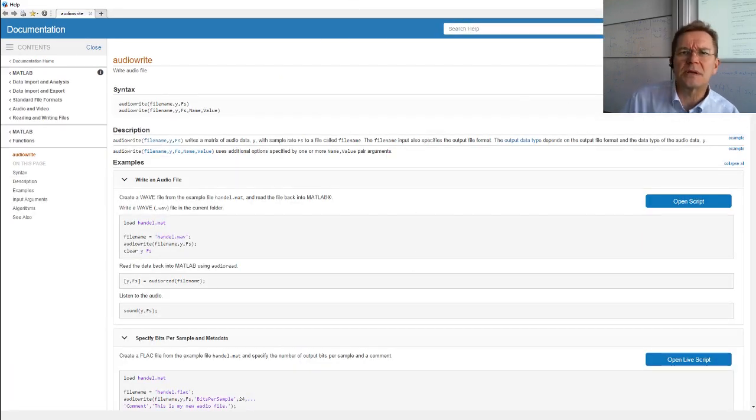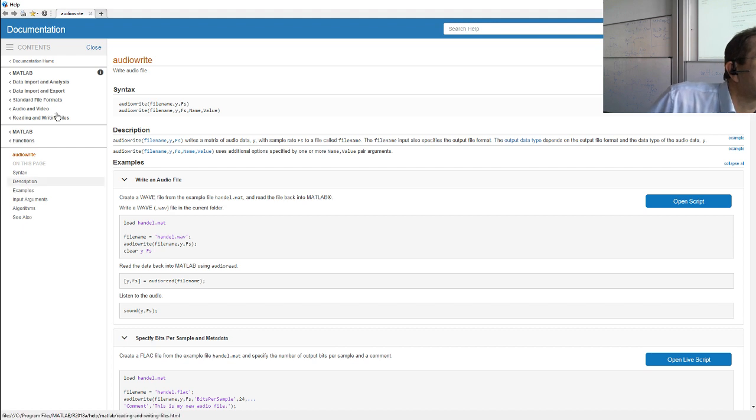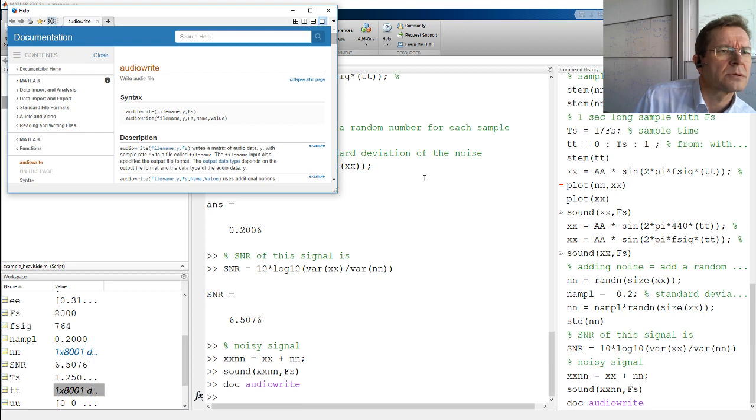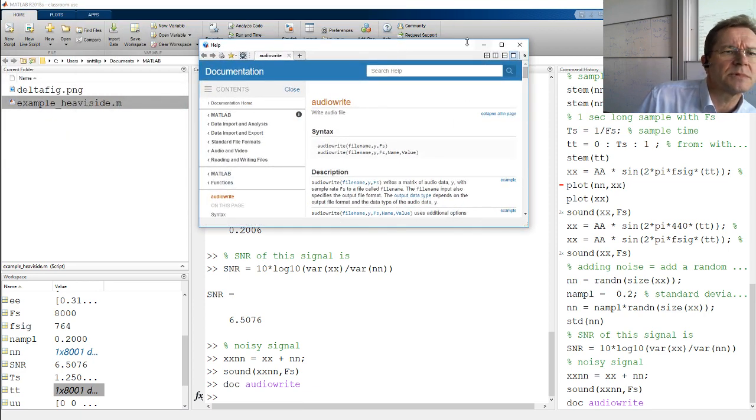Wow, why does it have such small fonts? Preferences. What? Well, you will see it better in your display.